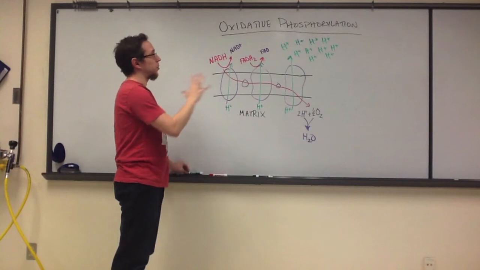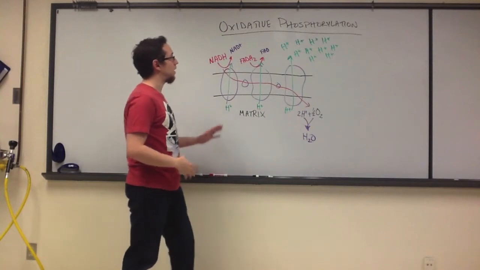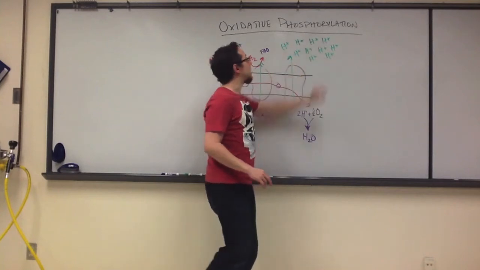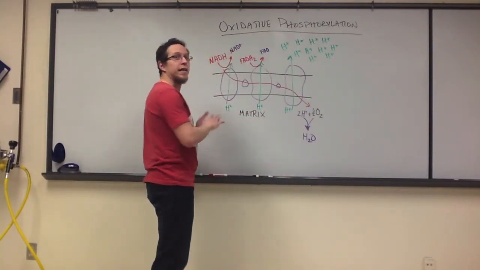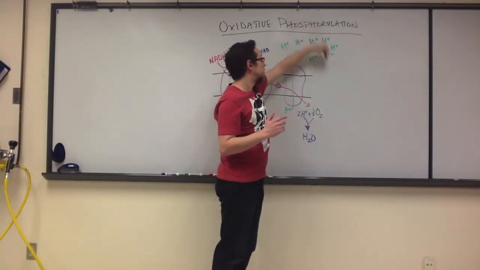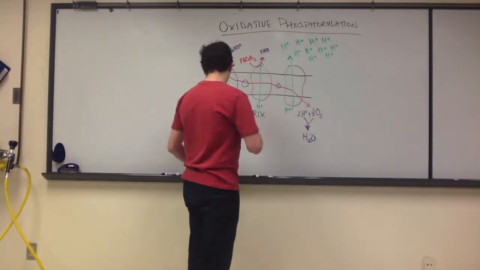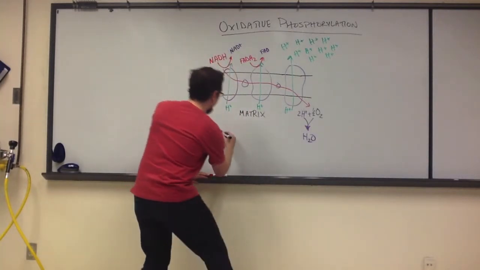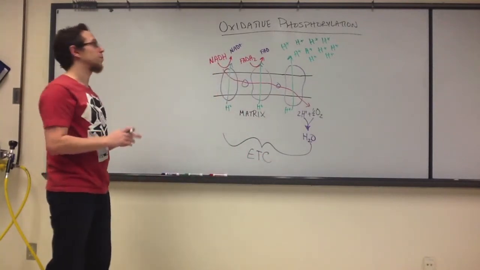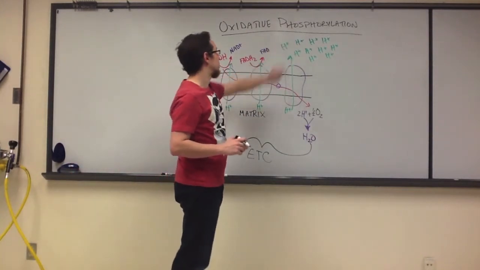Now, if we just look at this gradient, from what I have drawn inside the matrix to what I have drawn in the intermembrane space, you'll note that there is a higher concentration of protons in the intermembrane space, meaning that if we're looking at diffusion, these protons will, if given the ability to, diffuse down their concentration gradient from the intermembrane space into the mitochondrial matrix. So, this first part here is the electron transport chain, or the ETC. It's the first process involved in oxidative phosphorylation, and it allows us to generate this proton gradient.